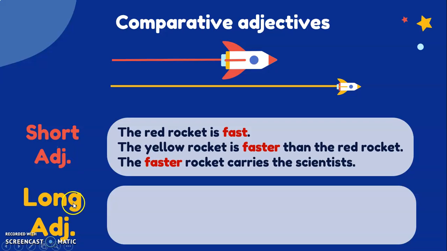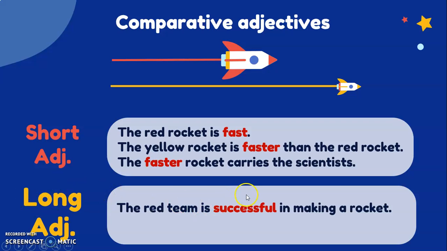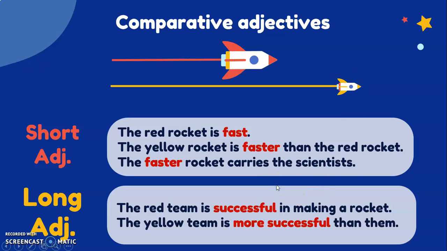Sometimes adjectives are longer. When we talk about long and short adjectives, we usually count adjectives that have 3 syllables or more as long adjectives. Like here, successful is a long adjective because there are 3 syllables. They are successful. Okay, 3 syllables. So here, I can say that the red team is successful in making a rocket. However, the yellow team is more successful than them.